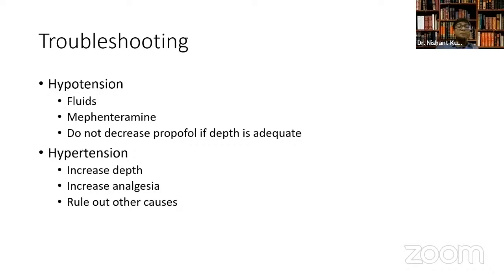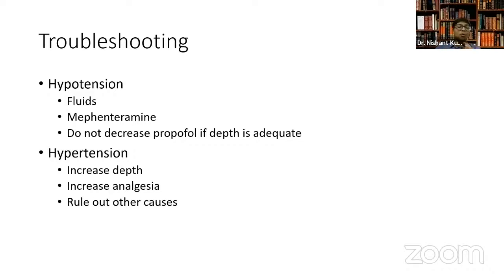Now, the most common misconception is, why give mephentermine? That is reserved for spinal cases. No. See, what is the problem? What is the cause of hypotension? In spinal, it is vasodilatation. Similarly, with propofol, it is vasodilatation. So you give fluids, you give mephentermine. Do not decrease propofol if depth is adequate.